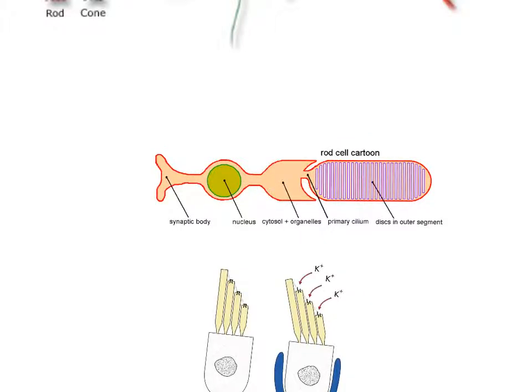If I look at this here, here's a rod cell. Okay, so a rod cell has these membranes which are full of a pigment. What happens is that when light falls on this pigment, it changes conformation. A little photochemical reaction occurs which changes the shape of this pigment.